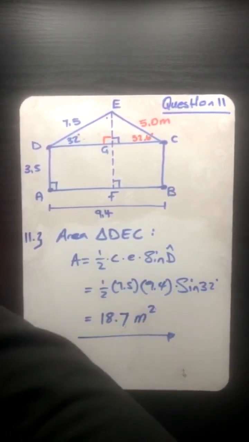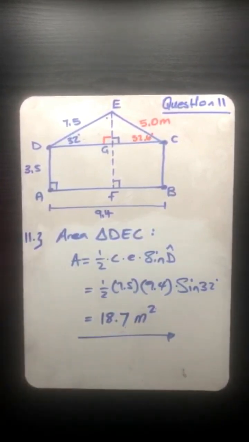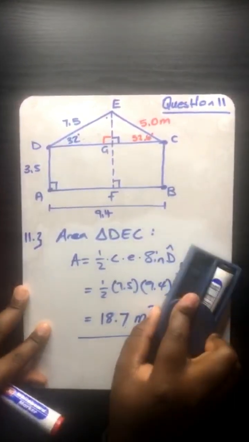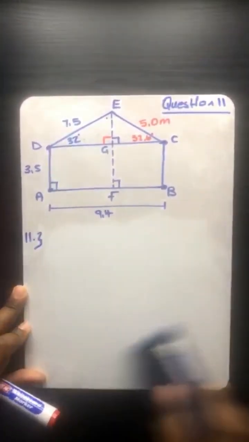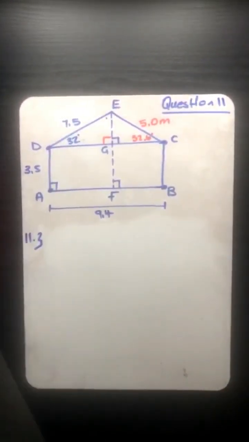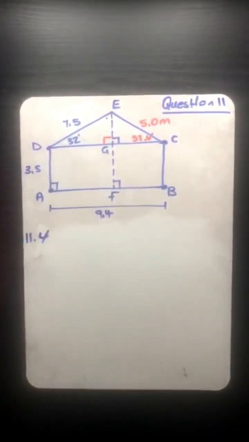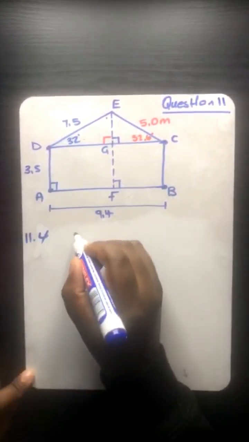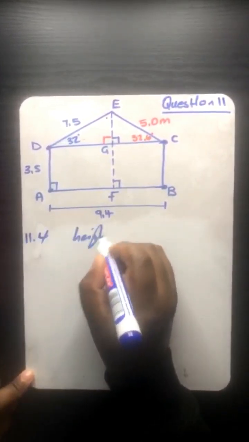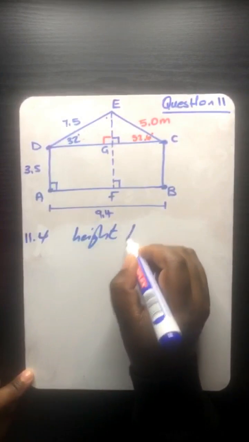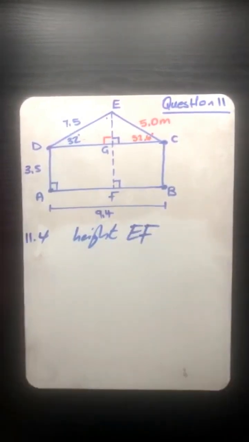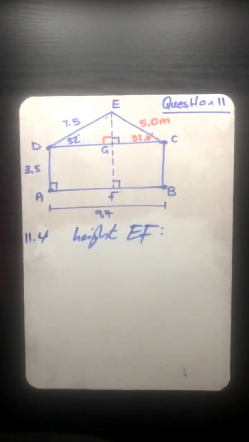And I think in that case, we can now move on to the last question. It has to be an easy question, also allocated 3 marks. But the previous question, calculating the area, was 2 marks. So now they say calculate the height EF. What is the height of EF? Or how are we going to calculate the height of EF?